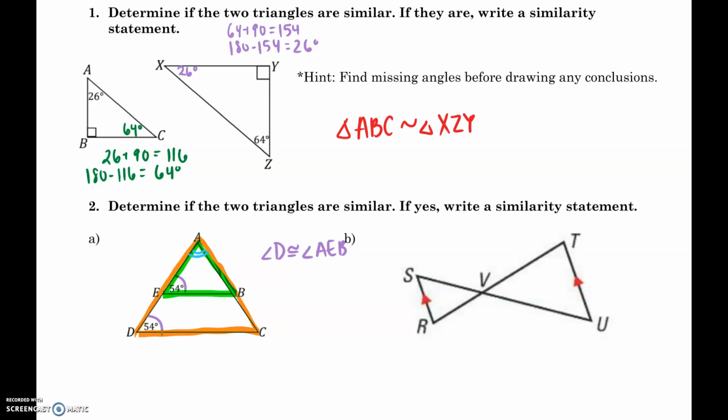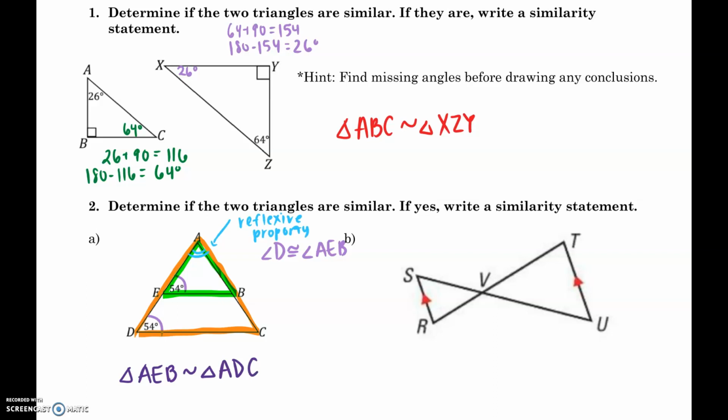We saw this a lot in sides when we were doing congruent triangles. Here we're going to see that overlap in angles. So we can say that angle A is congruent to itself because of the reflexive property. Because we now have two pairs of corresponding angles that are congruent, we can say that the triangles are similar. So we can write our similarity statement. Triangle AEB is similar to triangle ADC.